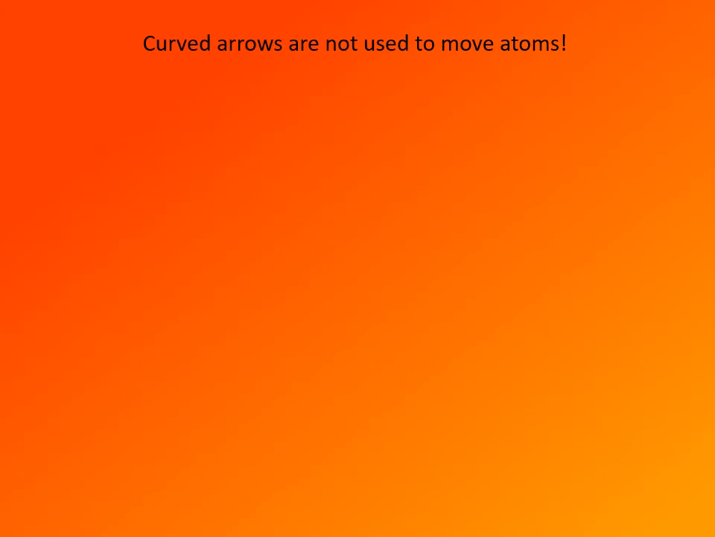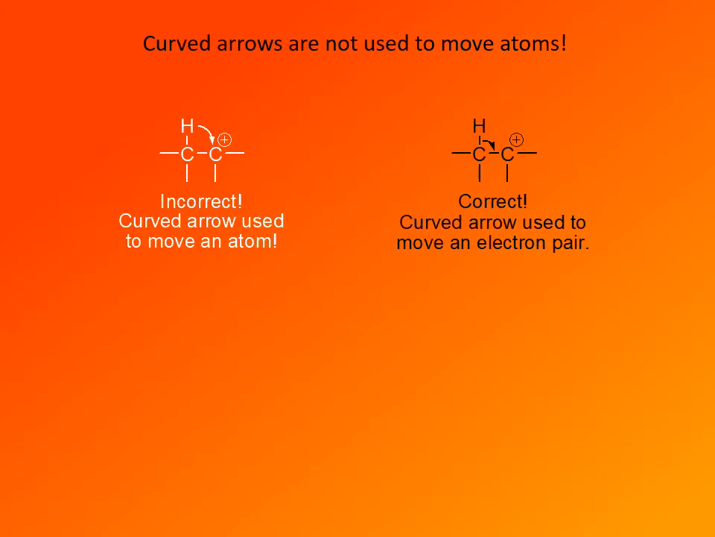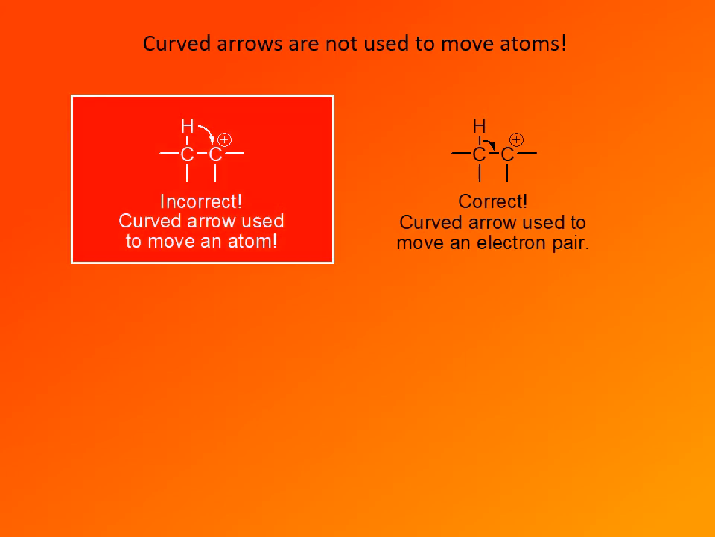Again, don't use curved arrows to move atoms. So in this example, a curved arrow is used to move an atom, and that's because the curved arrow starts on hydrogen. So that's wrong. Correct is for the curved arrow to start on the carbon-hydrogen bond. Now the curved arrow indicates movement of an electron pair, and that's correct use.